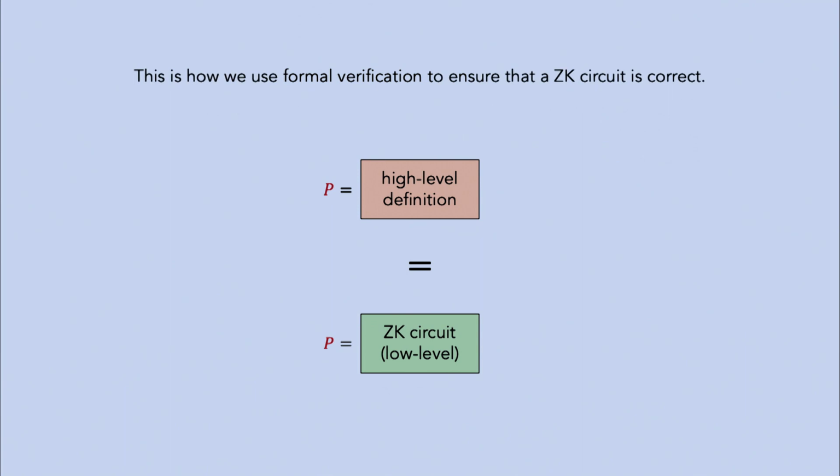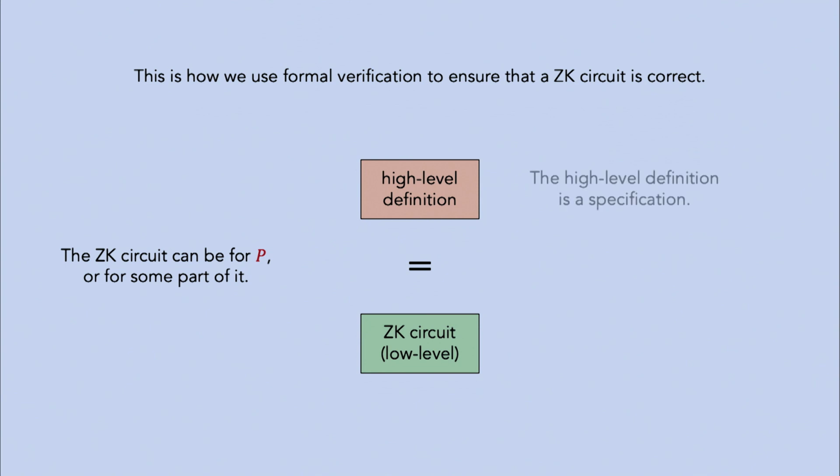So first of all, note that the circuit can be for all of P or for some subcomputation of it. So we still have the same notion. We can just drop the requirement that it's the whole thing. We just have a circuit for some computation and a high-level definition for it. The high-level definition is like a specification. Let's use more proper formal verification terminology here, so let's replace that with a specification. So we have a circuit and its specification.